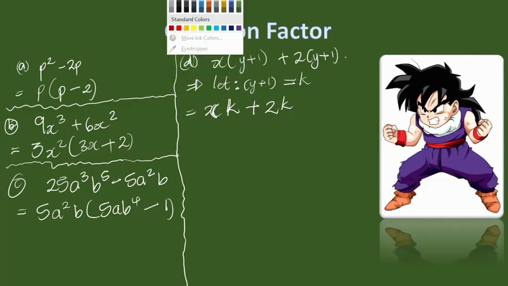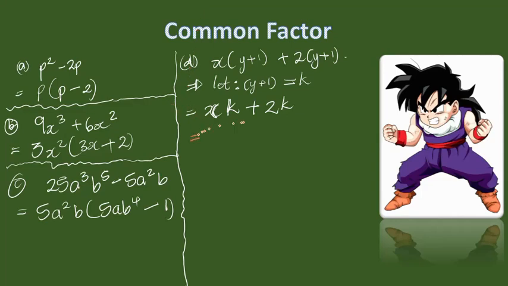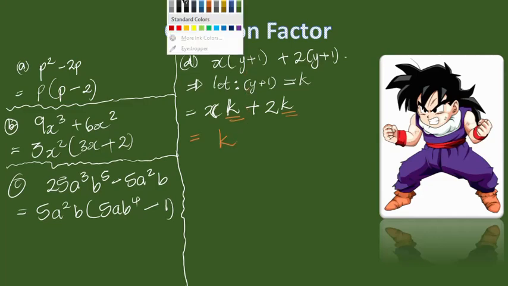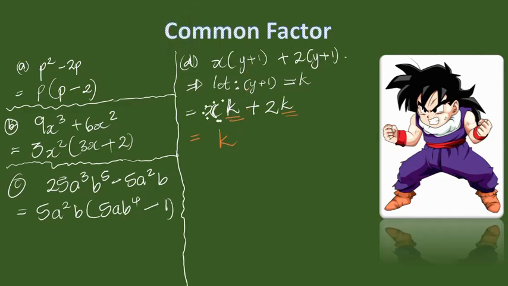So what do I do then? I take out a common factor. What is a common factor? A common factor is k and k in both situations. So I write k outside, and then what's remaining, I write in the brackets. If I remove k from this term, I'll be left with x. Here's a plus. If I remove k here, I'll be left with what? With a 2. However, this cannot be your final answer.